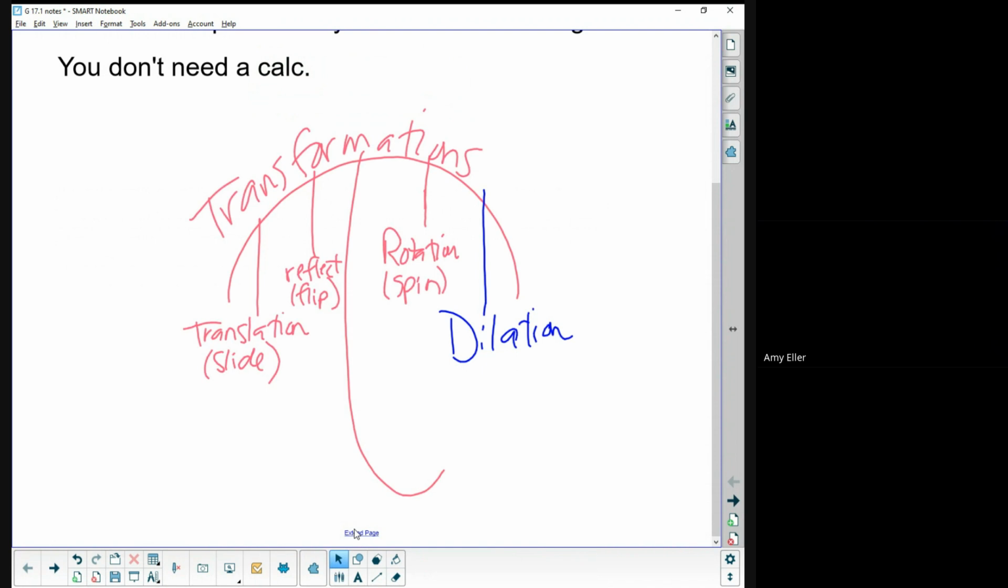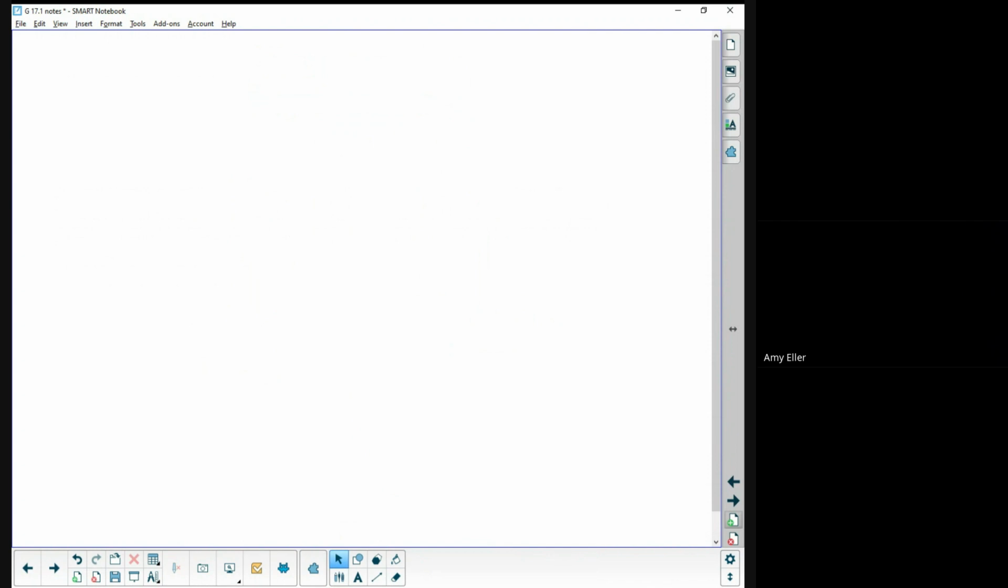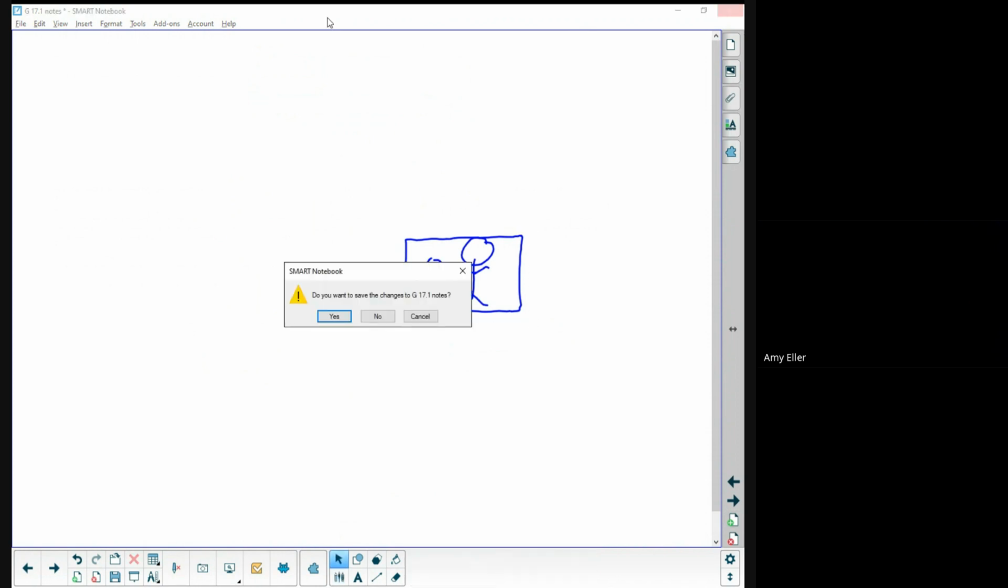Raise your hand if you've ever gone to the eye doctor and had your eyes dilated. Not fun, right? Hate that. That's when your pupils get a lot bigger, and then over time they go back to their normal size. But dilation means the whole figure gets bigger or smaller proportionally. Kind of like if I have this photo. If I want to make that photo bigger, oops.